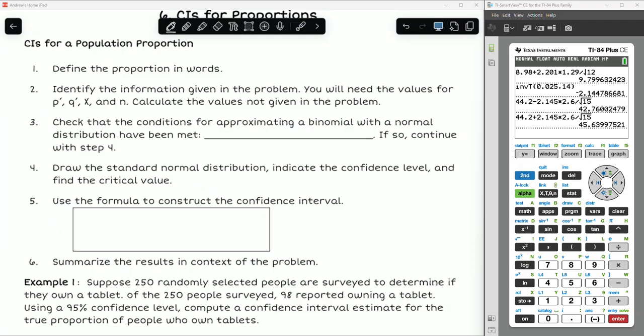So first, we define the proportion in words like we have been doing. Next, we're going to identify information given in the problem. And typically they're going to give you 2 to 3 pieces of this information. They won't give all of it to you. Most common, you'll be given X, which is the number of successes that occurred, and you'll be given N, which we know is our sample size.